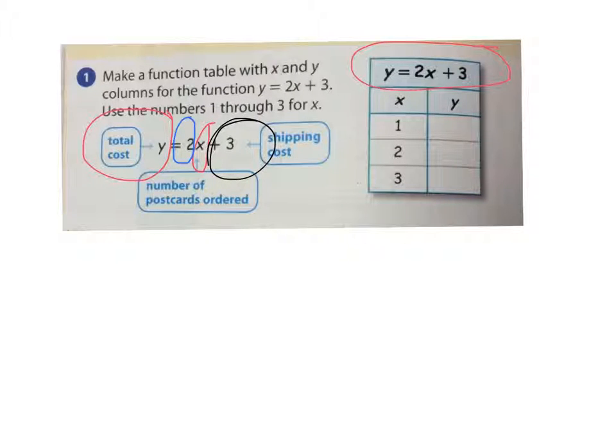If she buys 1 postcard, how much will she have to pay? What will her total cost or the y value be? Noi. 5. How do you know it's $5? Because I did 2 times 1, because you put the number 1 where the x is. So 2 times 1 equals 2, and then I added the $3 shipping cost, and I got 5. Good. So if she buys 1 postcard only, it will cost her $5 total.